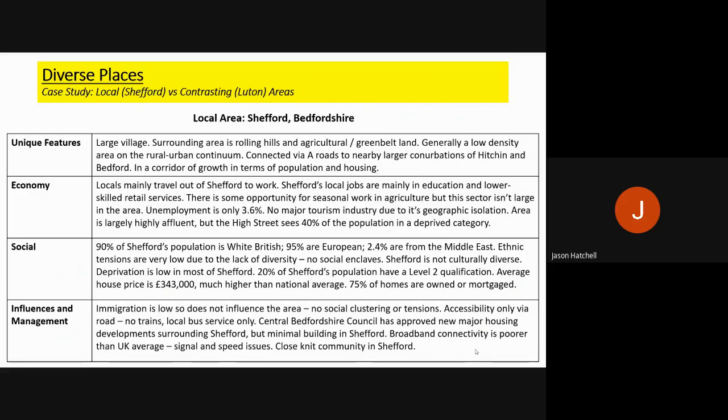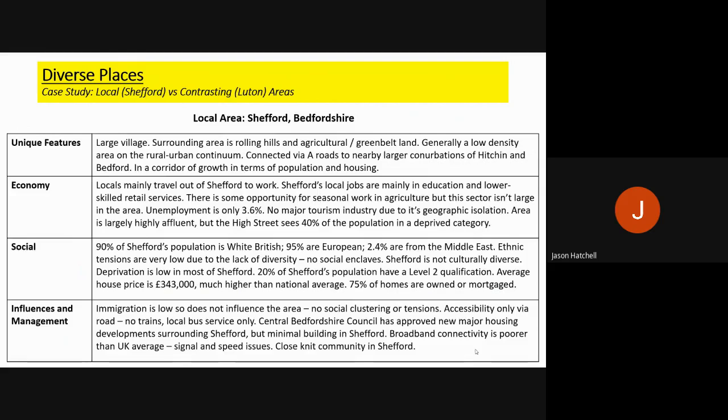Socially, 90% of Shefford's population is white British. Now, that's above the national average very slightly. That is a high proportion. And then 5% of Shefford's population is European. So that means 95% is European and white British. And 2.4% is from the Middle East. So ethnic tensions are very low in this area because ethnic diversity is also very low. There's no social enclaves here. It's not culturally diverse. Deprivation, as I said earlier, is also low.